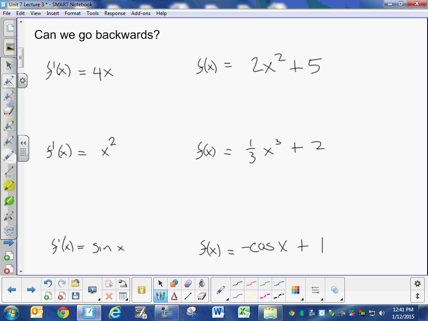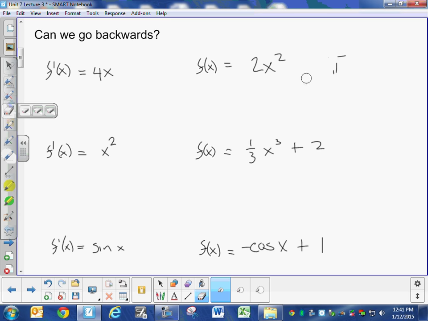Well, right, isn't the derivative of 2x squared plus 5 4x? Yep, and the derivative of 1/3 x cubed plus 2, that derivative is x squared. Derivative of negative cosine x plus 1, that's sine x. So we could have any number here. It does not have to be 5 or 2 or 1. It could be any positive, negative number. It could be pi. It could be e. But all of a sudden, we got to think about that as well.